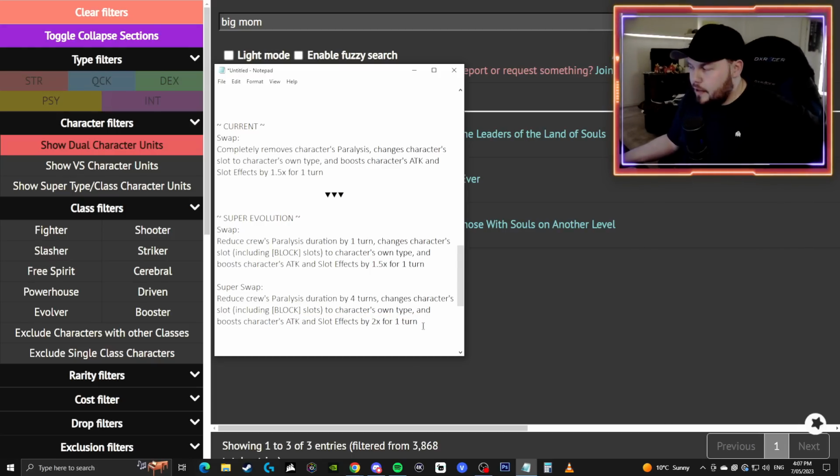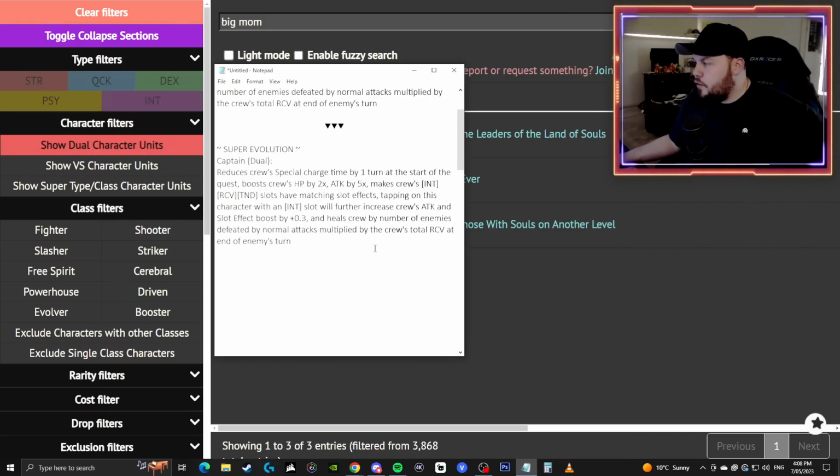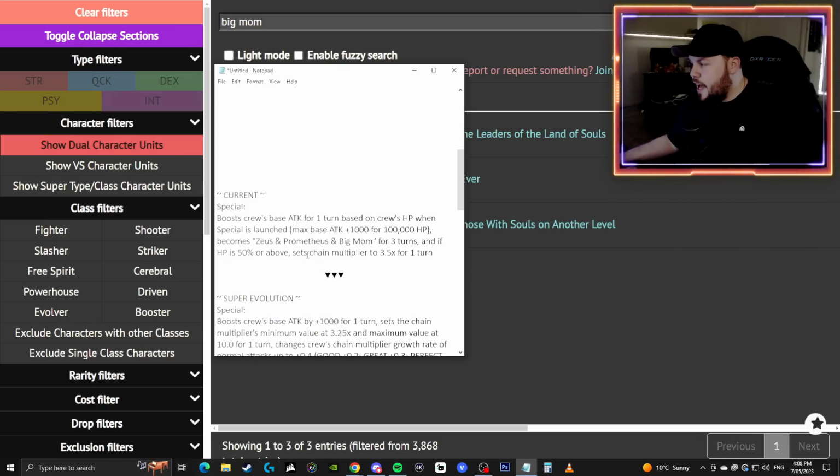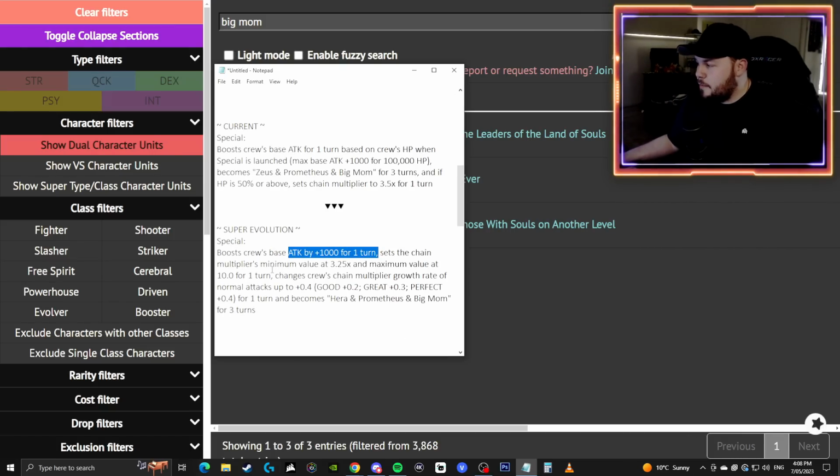Now, this is what I was talking about a little bit earlier with this character with their swap effect, being able to generate a boost for themselves, an attack and an orb boost for themselves, which if you take a look at the captain, being able to buff the attack and orb boost of the crew by 0.3, getting up to a 2.3 attack and a 2.3 orb boost with a matching slot. Then this character can also give a base attack boost, a chain boundary, and a chain multiply growth rate. So this character by herself is able to do absurd amounts of damage.